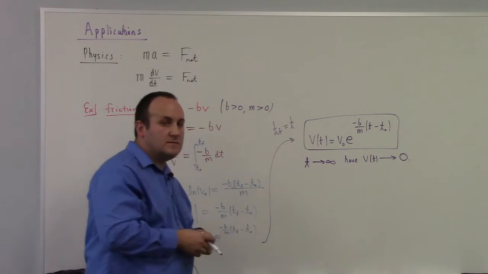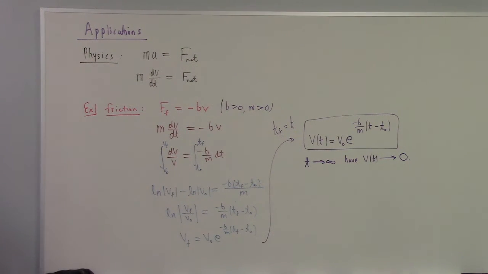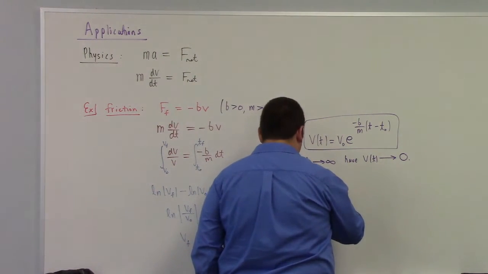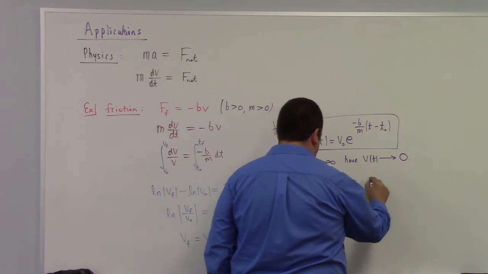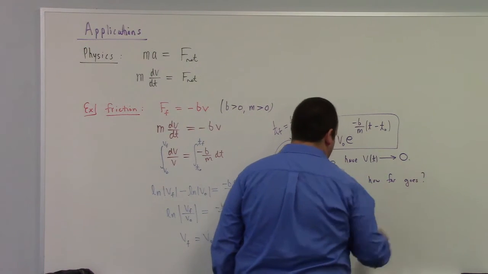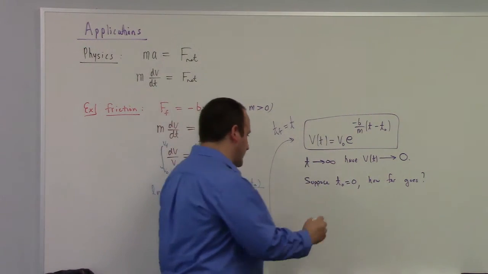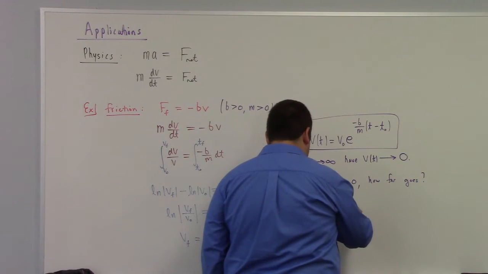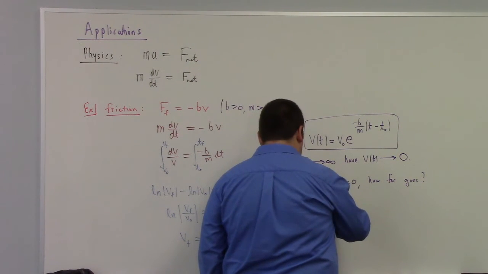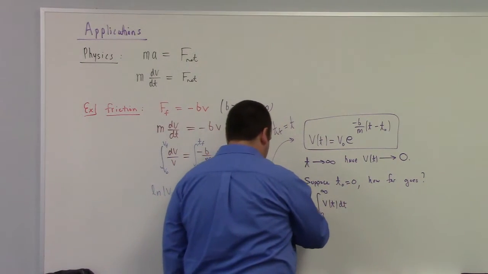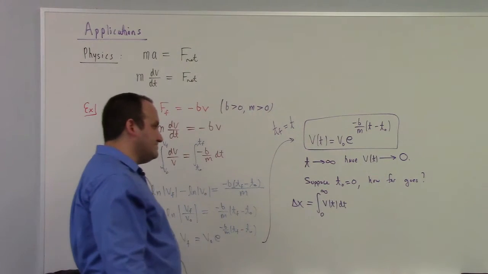How far does it go during that time? Suppose t starts at 0. To calculate that, what would you have to do? You could calculate the integral of v of t dt from 0 to infinity. That would give you the net change in x, the total change in x.